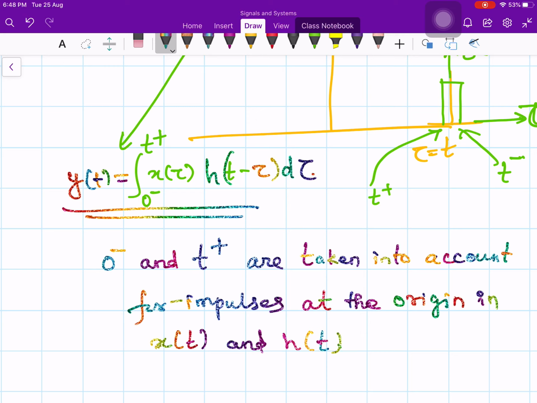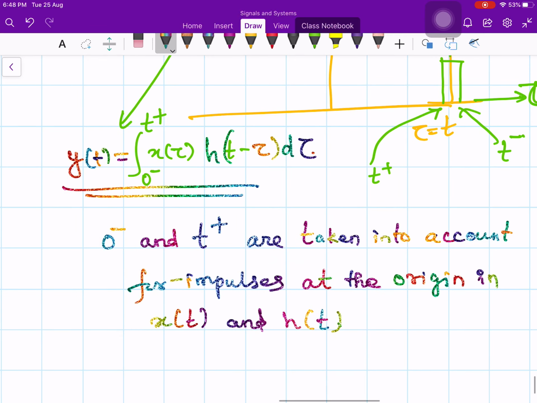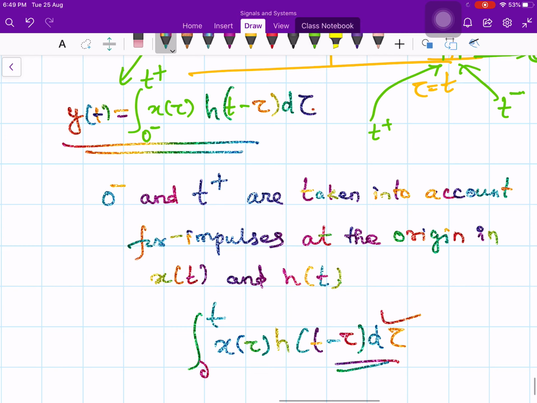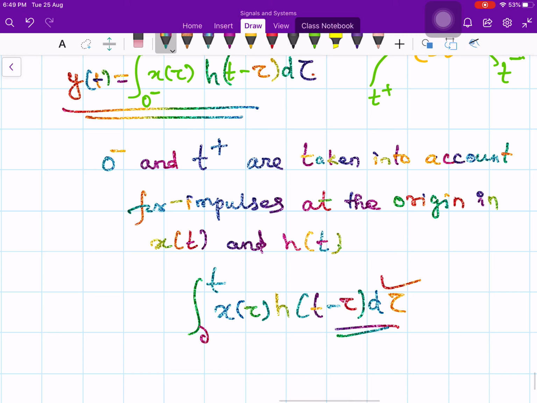If there are no such impulses sitting at the origin and at tau equals t, then you can always take the integral from 0 to t of x of tau h of t minus tau d tau, no problem. But if you have impulses present in x of t and h of t, it is advisable to take the limit from 0 minus to t plus. That's how it goes.